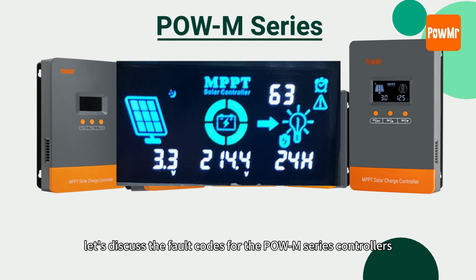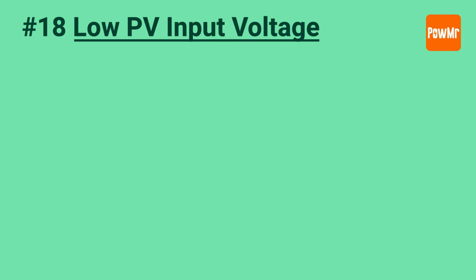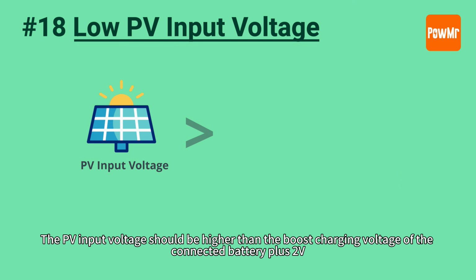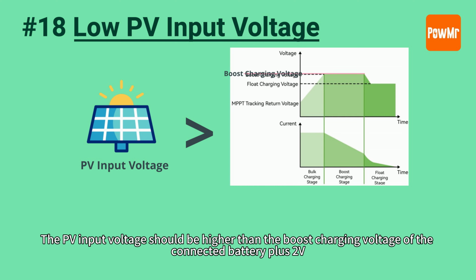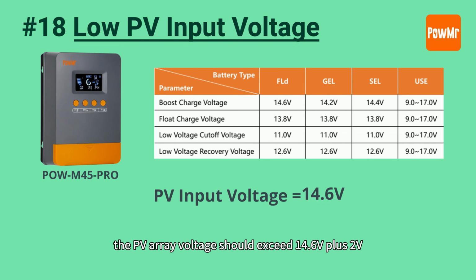series controllers, which are composed of 2 digits. Code 18 indicates low PV input voltage. The PV input voltage should be higher than the boost charging voltage of the connected battery plus 2 volts. For example, if you are using the POW-M25 Pro to charge a full DC battery, the PV array voltage should exceed 14.6 volts plus 2 volts.